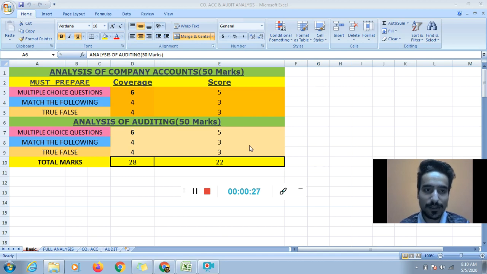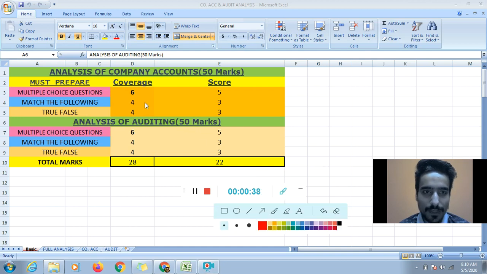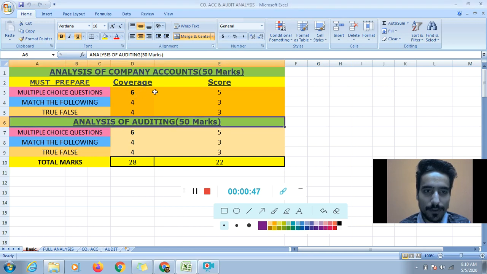So as you can see on the screen, first one is always the basic sheet, which is MCQ driven. First is MCQ, multiple choice questions, which is for 6 marks in company accounts. Company accounts is for 50 marks and audit is for 50 marks. MCQ comes for 6 marks in company accounts. So you have to score at least 5 marks. Then if I come to match the following, it comes for 4 marks. So here you have to score 3 marks.